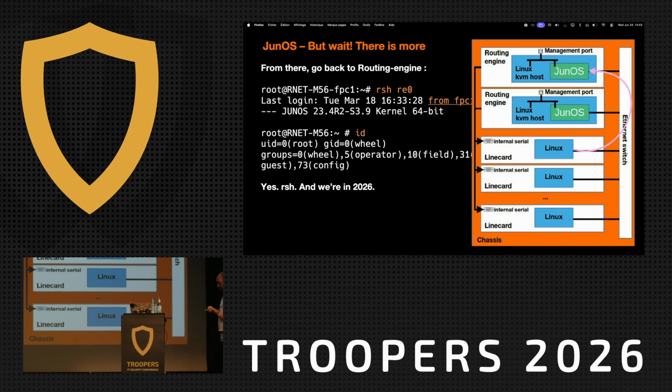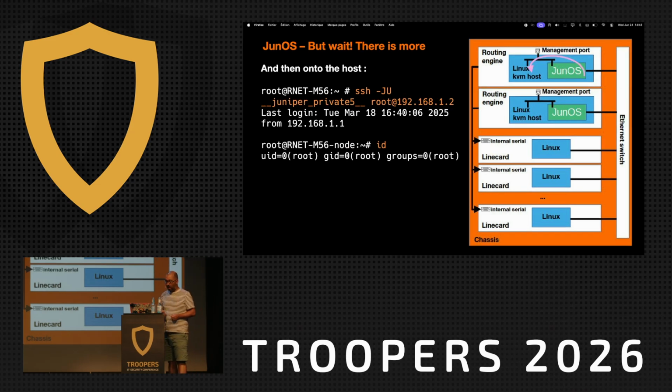Yes, they are still using RSH in 2026. This is bad. And from there, when you are root on the JunoS, you can use the built-in SSH keys to go from the JunoS FreeBSD shell to the Linux KVM host, and there you are also root, and you can spin your own QEMU rogue VM, and so on, like I said before.